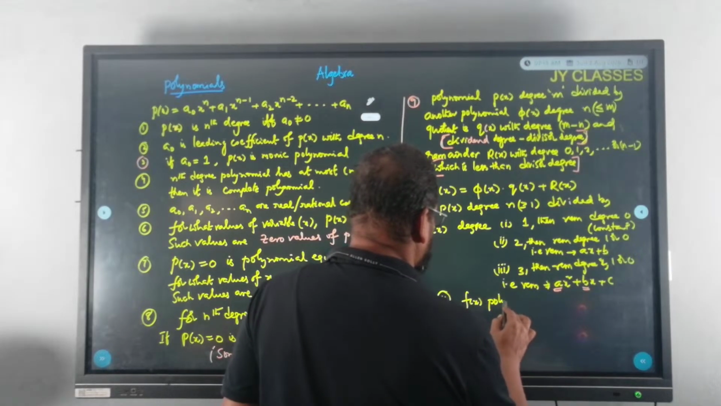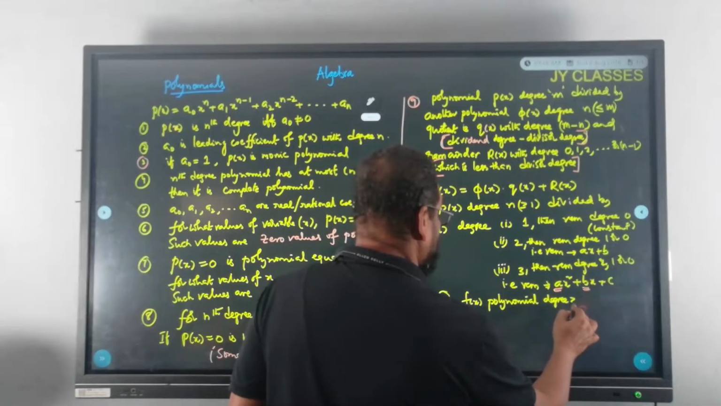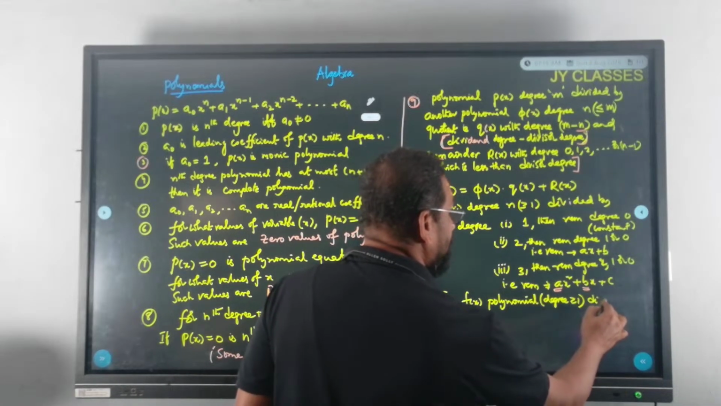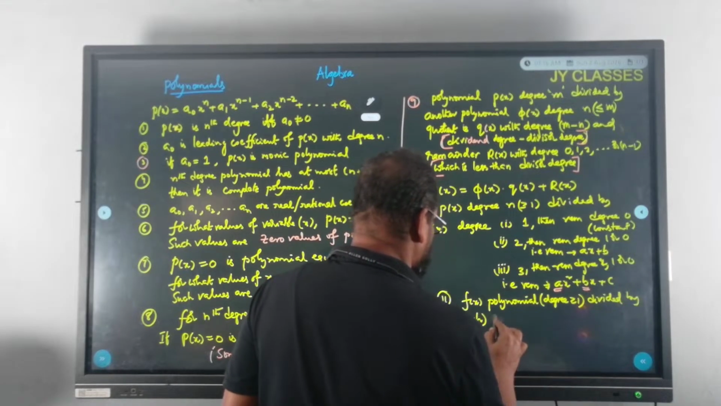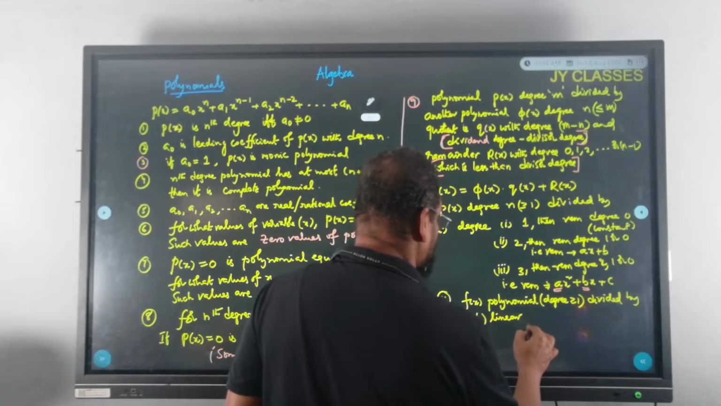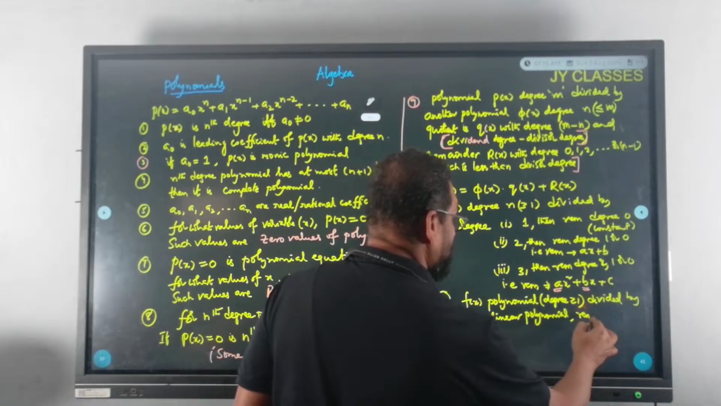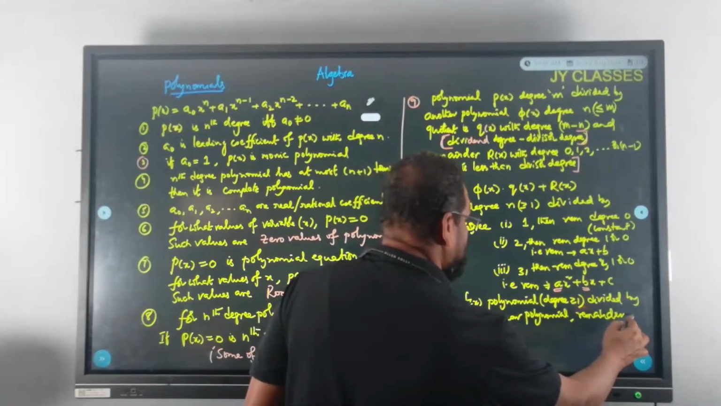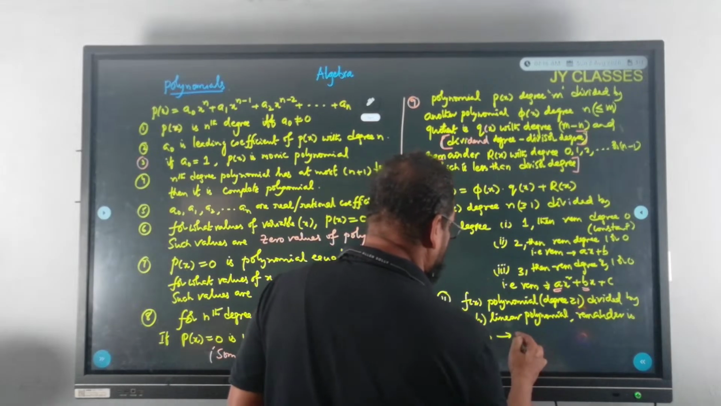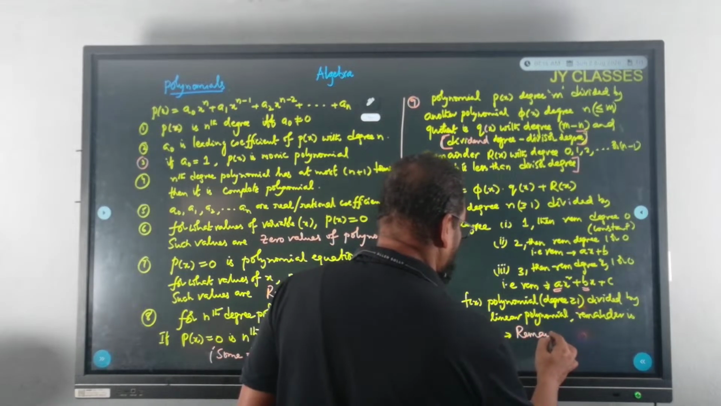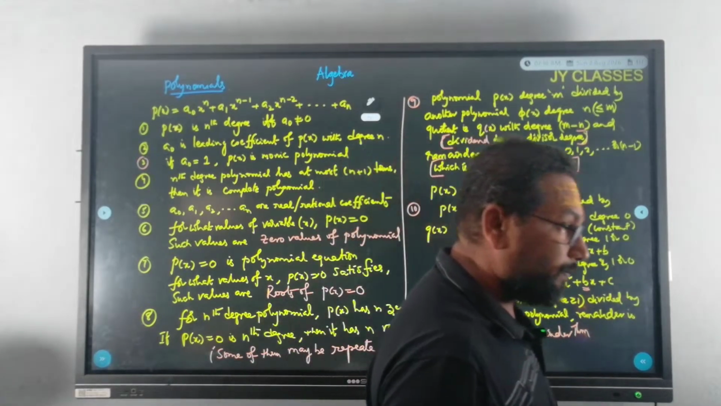F of x, a polynomial of degree greater than or equal to 1, divided by x minus h, a linear polynomial, the remainder is f of h. This is the remainder theorem. Write down.